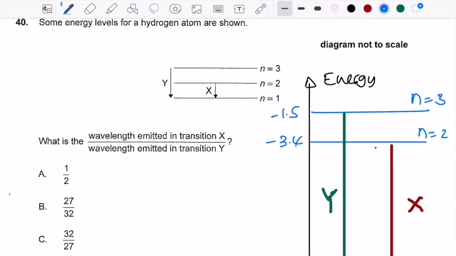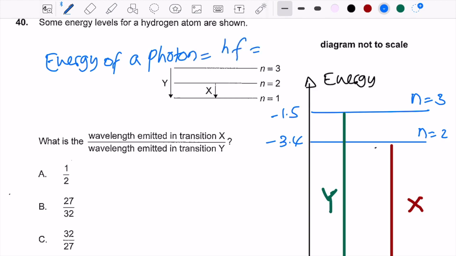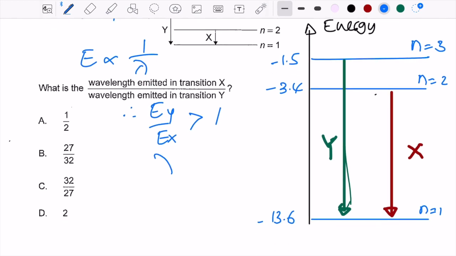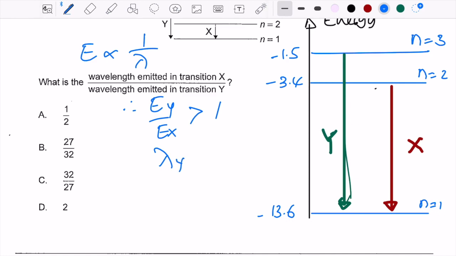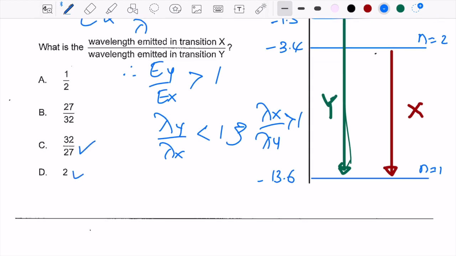There's one thing we need to understand, that is energy of a photon is given by hf or hc over lambda. So energy is inversely proportional to lambda, right? So as Y releases more energy, energy of Y over energy of X should be more than 1, or wavelength wise, lambda of X should be less than... or in other way you can say lambda X over lambda Y should be more than 1. Now answer has to be this, right?